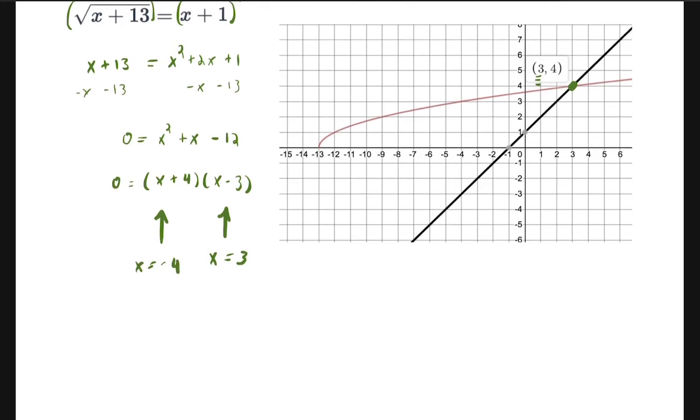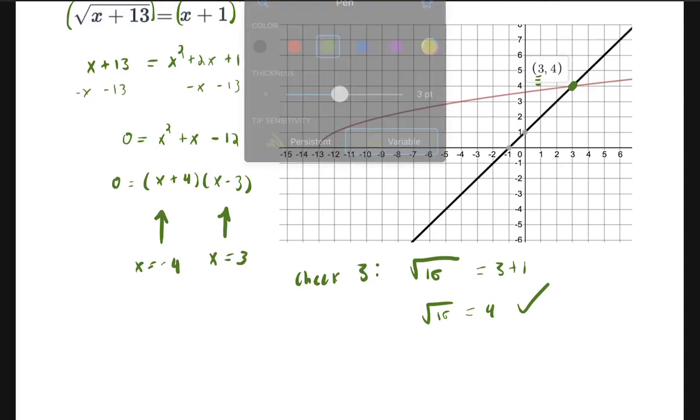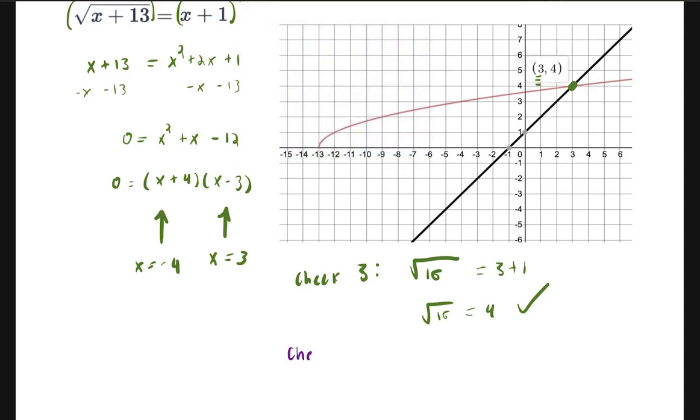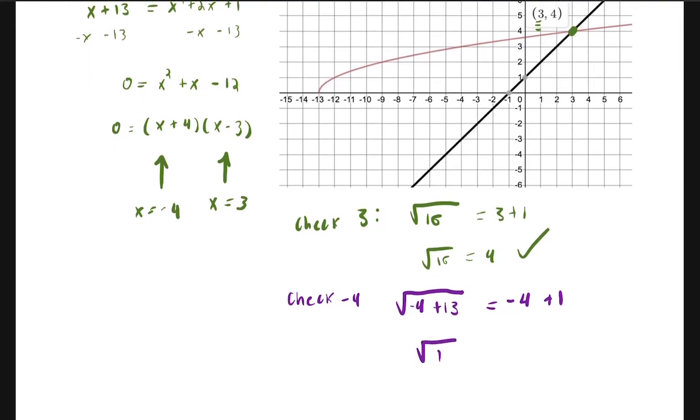And let's do the one we know works first. If we check 3, we would have the square root of 3 plus 13 is 16 is equal to 3 plus 1. The square root of 16 is equal to 4. That checks out. But if we go to check negative 4, we'd have the square root of negative 4 plus 13 is equal to negative 4 plus 1. And so what we'd have here is the square root of 9 is equal to negative 3, which is not true. When you take the square root of something, it is only the positive version.